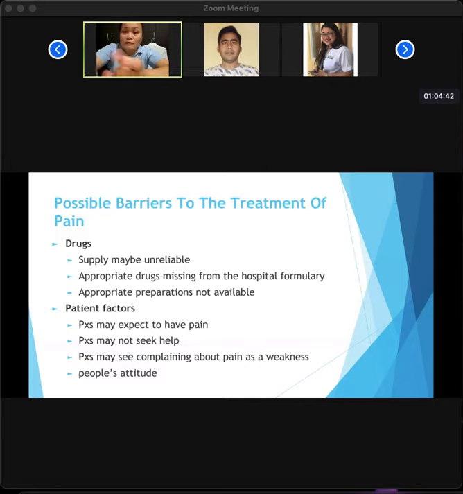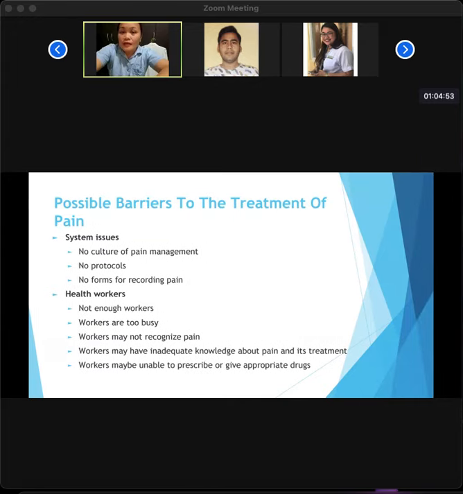And also, patients may see complaining about pain, yan na nga, as weakness. Okay, and also it depends on the people's attitude. And isa din sa barriers is the system. Okay, we have here in the Philippines no culture of pain management yet. Wala pa talagang yung RAT system, ngayon pa lang ini-implement ng Pain Society. Ngayon pa lang sila nag-i-start, so it's not yet fully implemented.